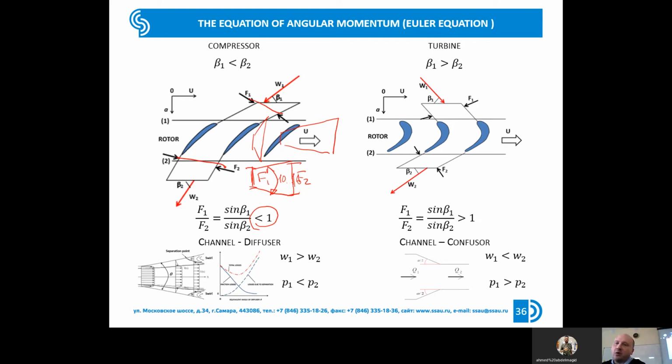In the turbine, the opposite moment. The relationship between the cross-section areas is more than 1, and it means that the channel between the blades of the turbine has a confuser shape. The confuser shape has no such problems, and you could realize any confuser factor. Oh, sorry, the confuser channel has no problem with separation, and it's really a good advantage of such a type of channel.